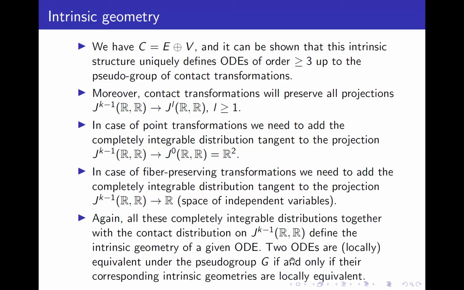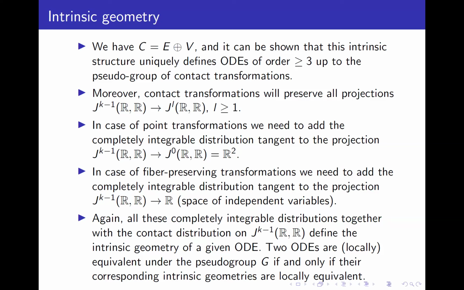Yeah, so that's exactly what is written here. Two ODEs are locally equivalent under a certain pseudogroup G if and only if their corresponding intrinsic geometries are locally equivalent. And again, when I say intrinsic geometries are locally equivalent, that's exactly meaning that we can have an abstract local diffeomorphism between two manifolds, two equations viewed as abstract manifolds, which maps one intrinsic geometry to another.